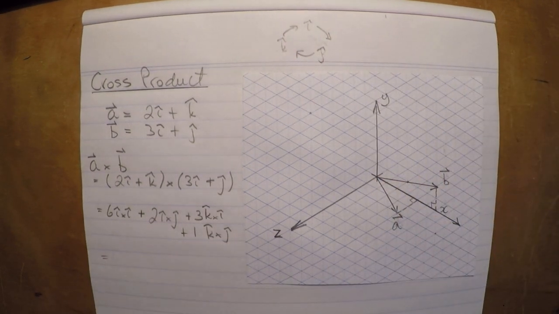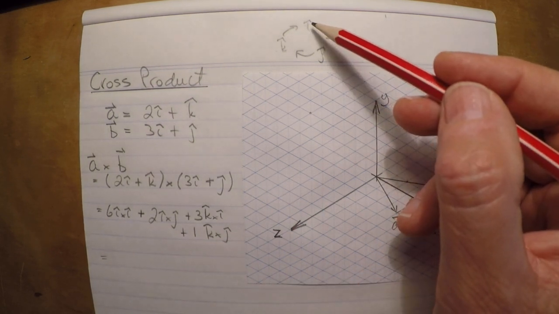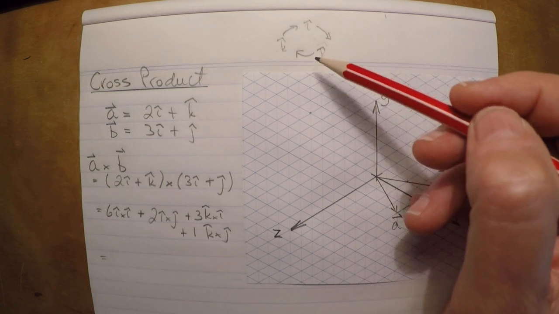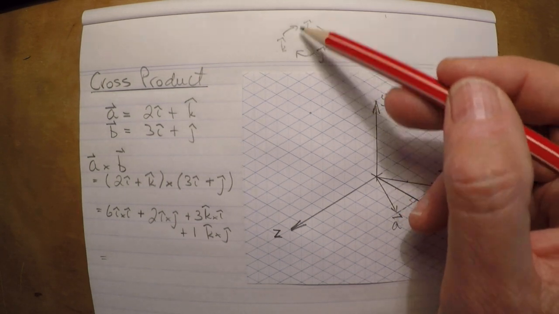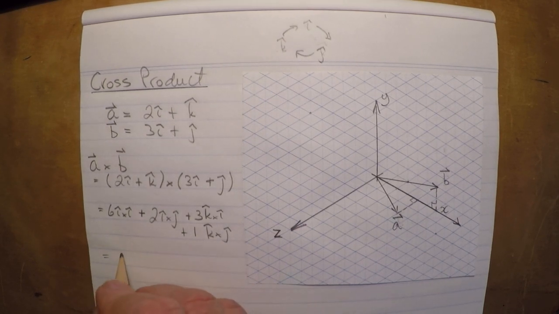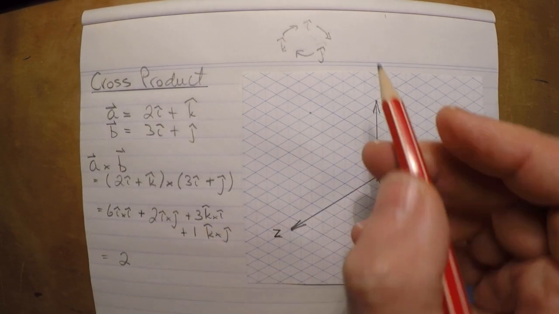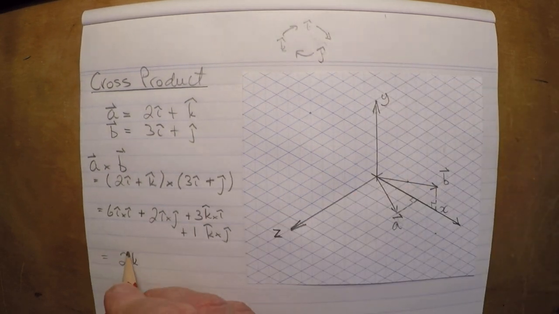So let's see how this works. Our first one is I cross I. Now, a vector crossed with itself is 0, because by definition a cross product must be of vectors which are at right angles to each other. So the first term is nothing. Next, 2, I cross j. So I cross j is k. That's really the same as 2k.